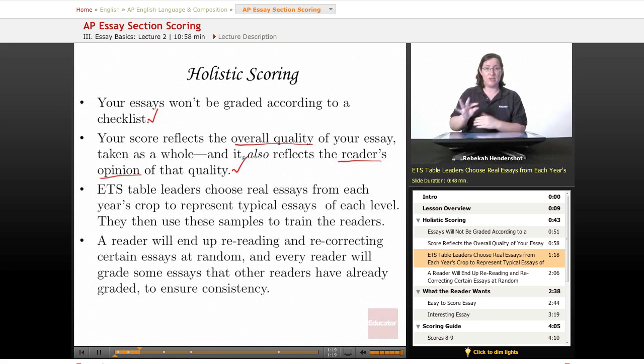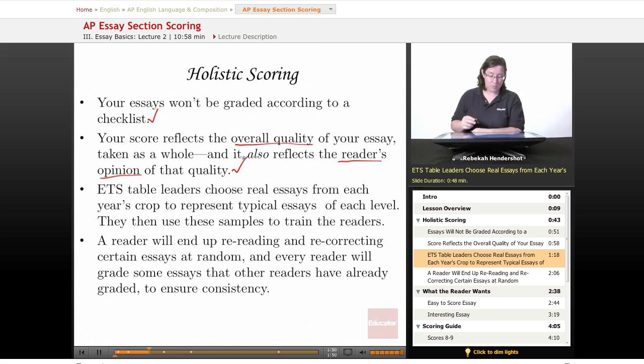Now, the way that they do this, Educational Testing Service, ETS, chooses people called table leaders. They read essays from each year's crop of test takers because, of course, the questions change each year. And they go through about a week before grading begins, and they pick out essays that they think are pretty typical examples of different scores in response to this prompt. This is a good example of a 9 answer to this prompt. 9 is the maximum score. This is a pretty typical 5 answer to this prompt. This is a typical 2 answer to this prompt.